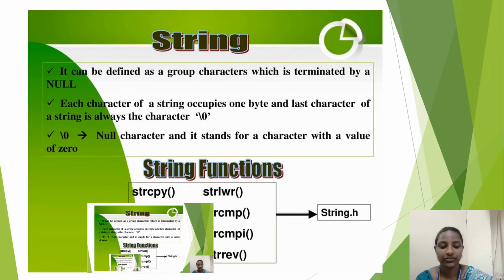A string is a sequence of characters and can contain letters, numbers, symbols, and even spaces. It can be defined as a group of characters which is terminated by a null character. Null character is nothing but \0 and that is given within single quotes. Always a string will be given under double quotes. We can declare more than one string in a single program.